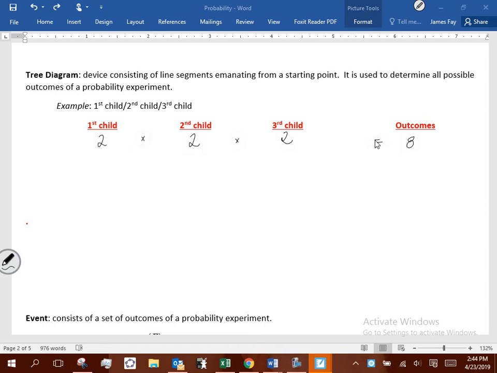So there could be 8 different configurations of boy, boy, girl, boy, boy, boy, boy, girl, boy. 8 different structures of how the children in my family align in regards to boy and girl and ultimately first, second, or third. Does that make sense?